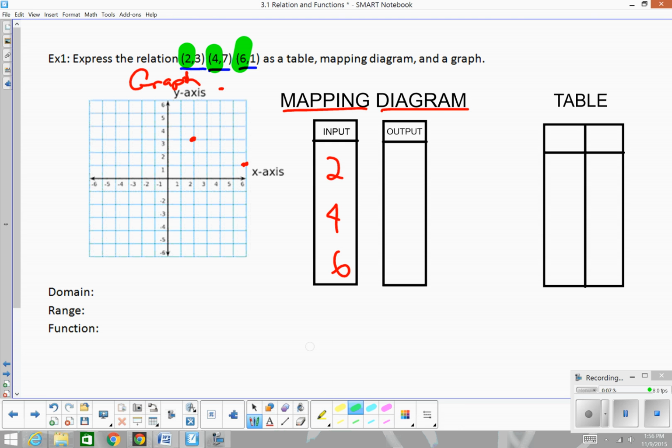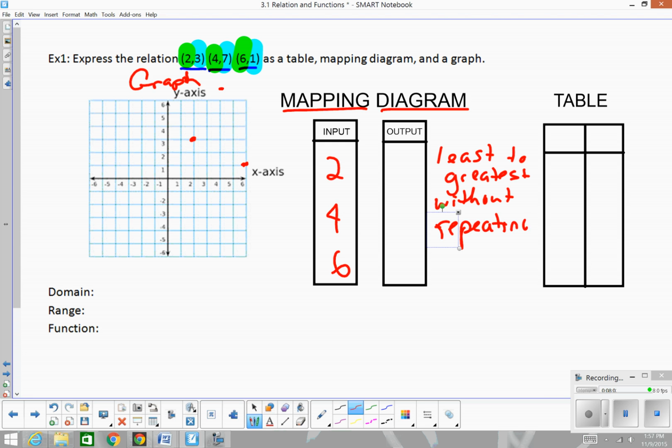Good. Now I'm going to do the same thing with my output values, which is the second point of my ordered pair. Okay, so I have 3, 7, 1. Now, least to greatest without repeating. Least to greatest. Let me write that down. Least to greatest without repeating. Okay? So now, when I go ahead and write that, I'm going to write 1, 3, 7.